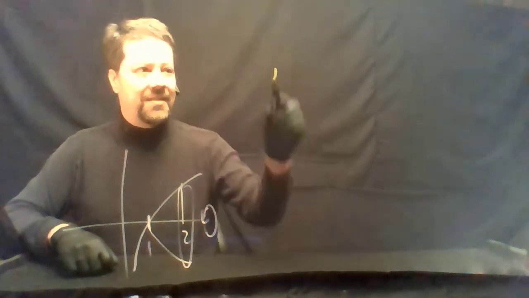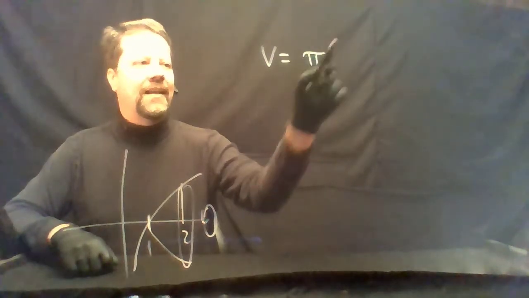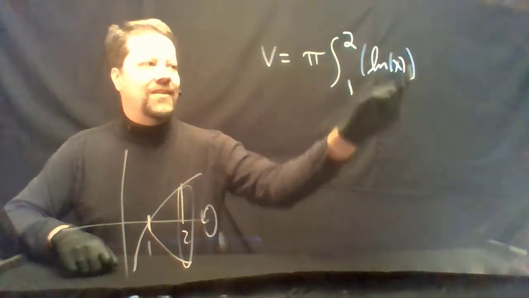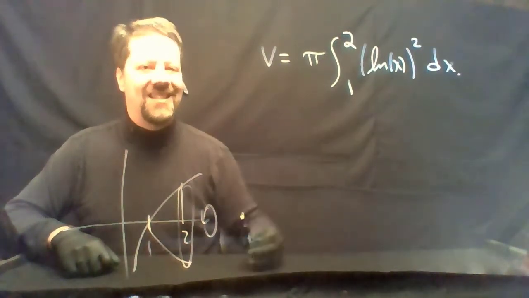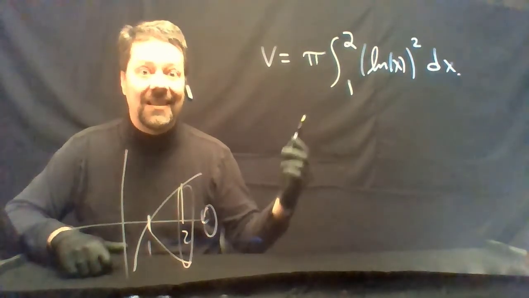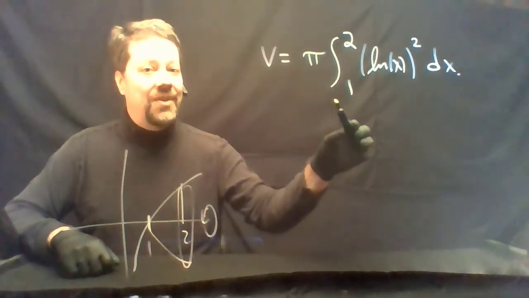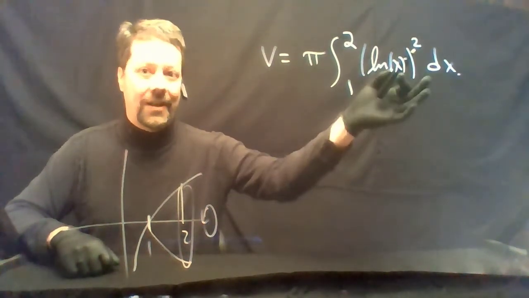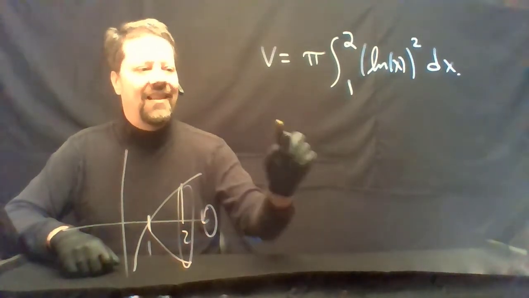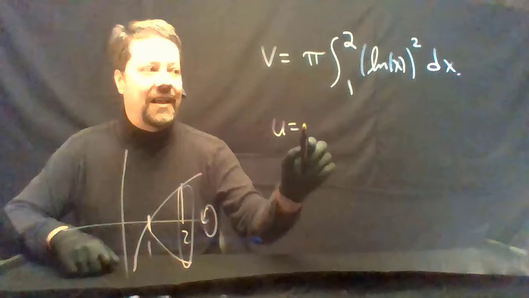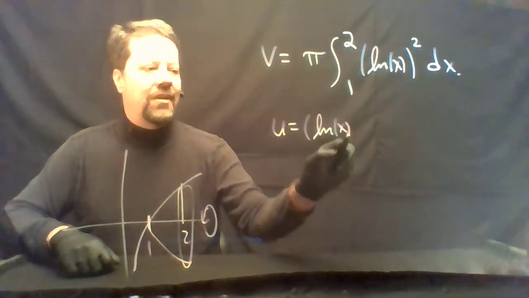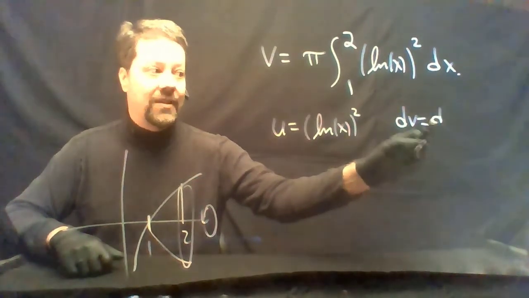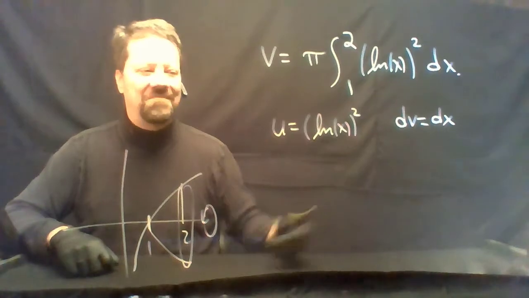Using the method of disks, we have the volume is pi times the integral from 1 to 2 of the natural log of x squared dx. How do we integrate this? Well, we're going to use the method of integration by parts. It looks easier to differentiate log of x quantity squared than to integrate it. That being the case, set u to be natural log of x squared and dv to be everything else, including the differential, or in this case, exactly the differential.